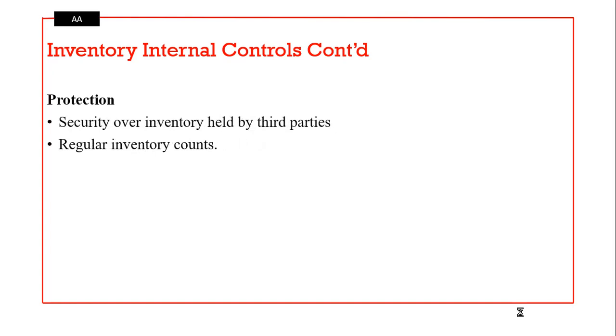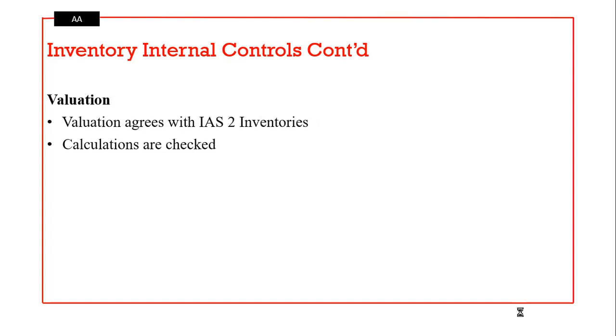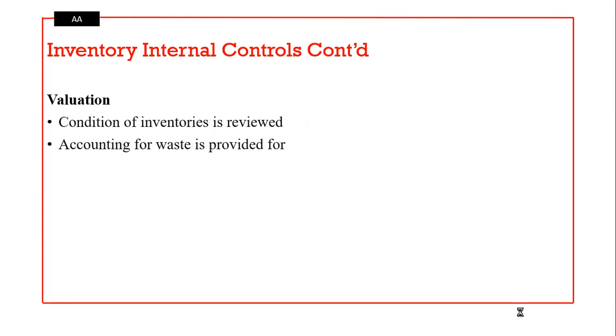Under protection, there must be security over inventory held by third parties. And of course, this requires regular checks by our clients. And then regular inventory counts must also be prioritized. Under valuation, we must ensure that inventory is valued according to IAS 2. Inventory must be valued at the lower of cost or net realizable value. And under financial reporting, we remember that LIFO is to be discouraged. The calculation of inventory values must be checked for accuracy.